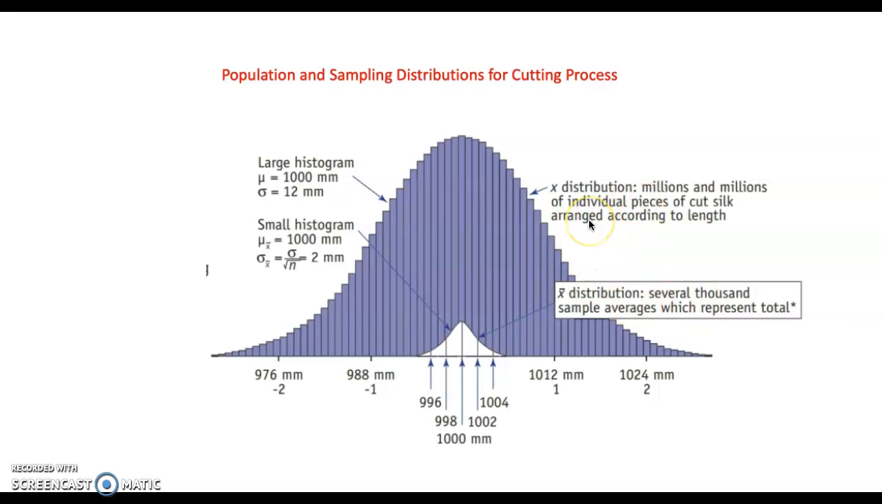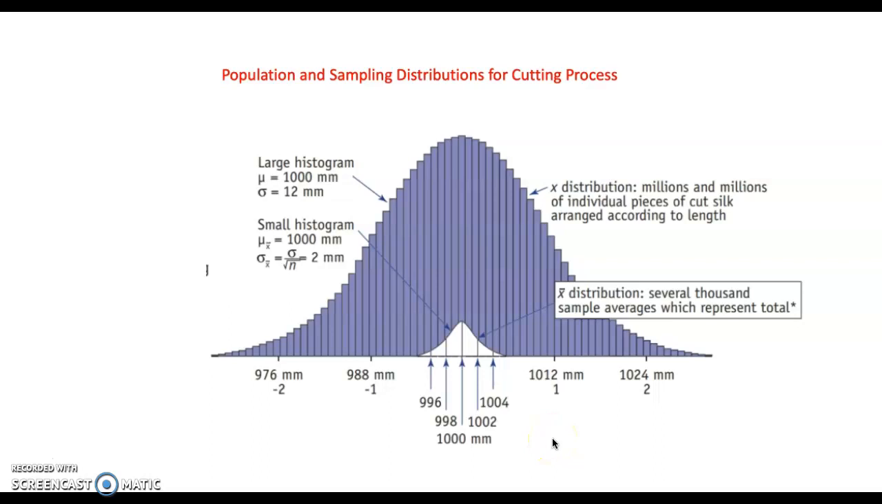Let's look at the example which we used before with the central limit theorem. In our example, we have a machine which is cutting silk material, and mu is equal to 1000 millimeter, and we have 36 samples. Therefore, our sample standard deviation is 2 millimeter. The machine is cutting at an average of about 1000 millimeter.